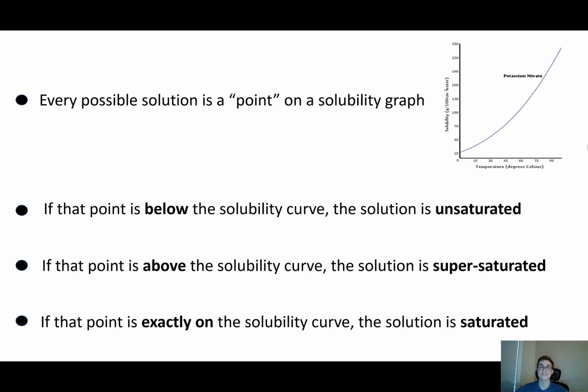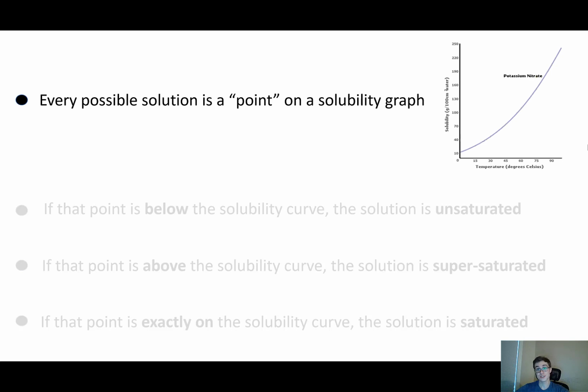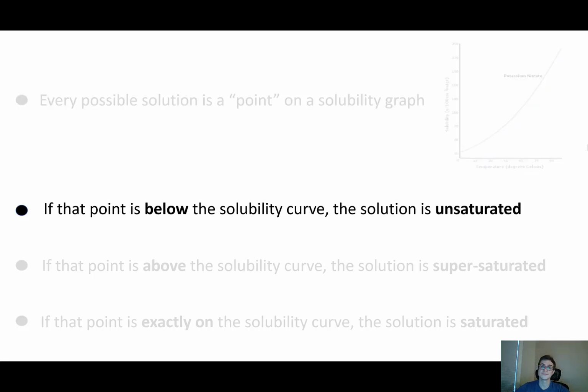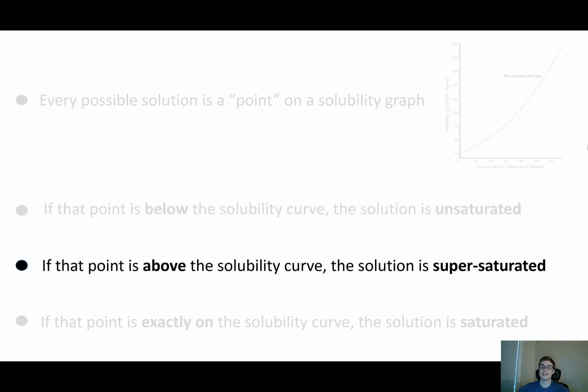So to summarize, we learned 4 things today. First, every possible solution, every possible temperature and amount dissolved is somewhere on this 2-dimensional graph. Not necessarily on the line though, just somewhere on the graph. If that point is below the solubility curve, then we call this solution unsaturated because it's not full yet. If the point is above the solubility curve, then the solution is supersaturated because it has more than the maximum. That means you did some weird chemistry magic.